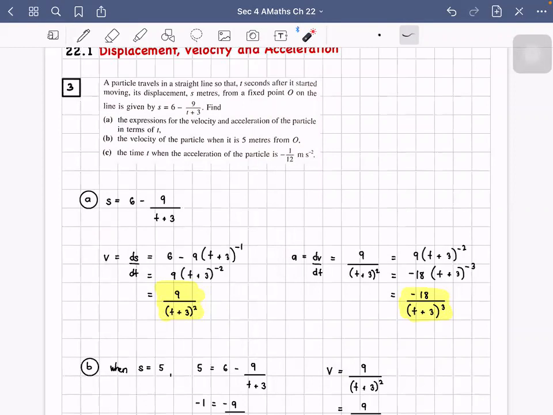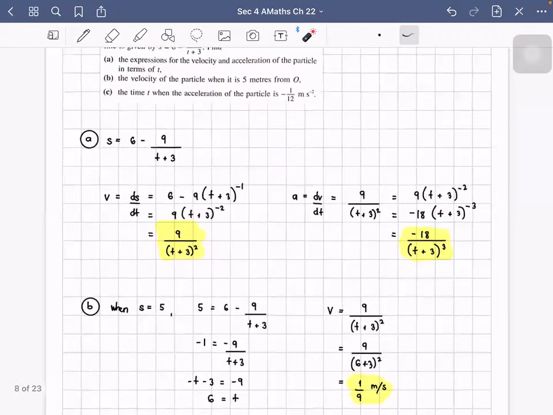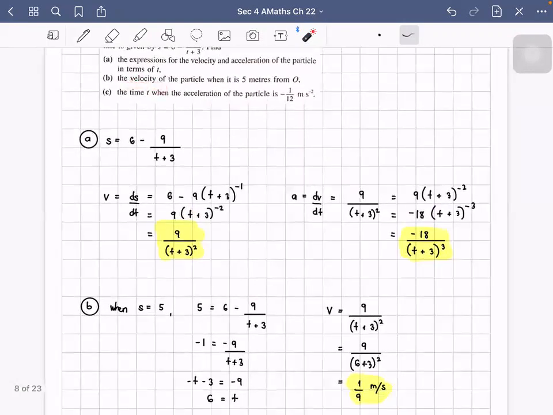Okay, now let's have letter B. Letter B is asking for the velocity of the particle when it is 5 meters from O. Basically, class, if it's asking for the velocity and we're given the distance, we need to solve first for the time. Okay, always look for the time first because we cannot measure any of these three without the time.